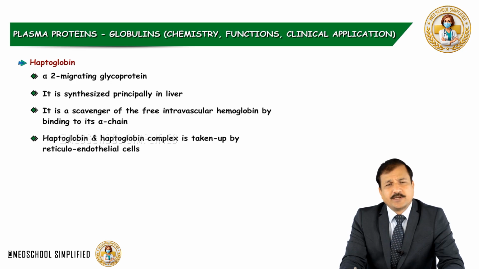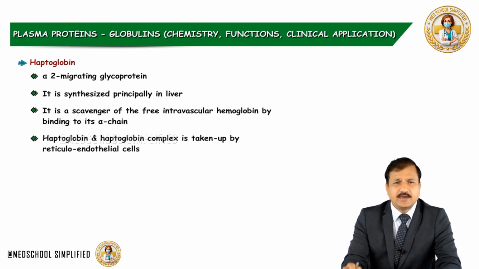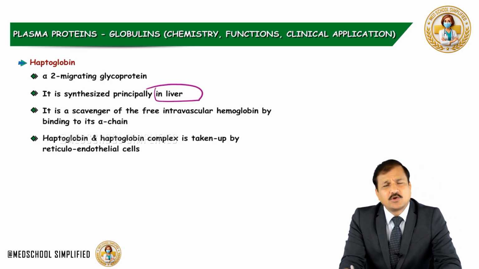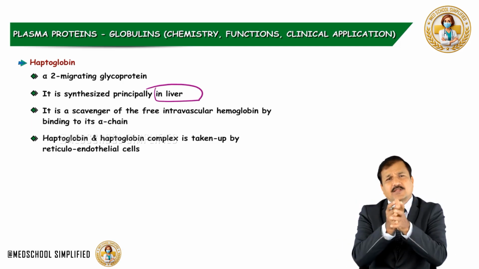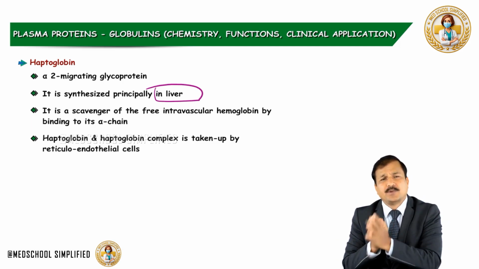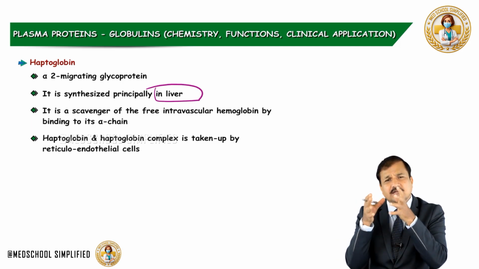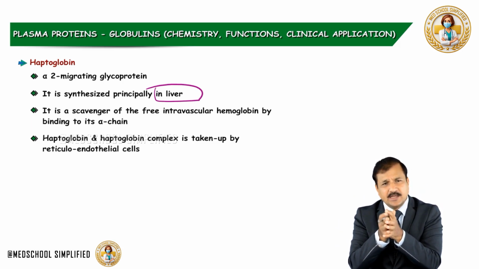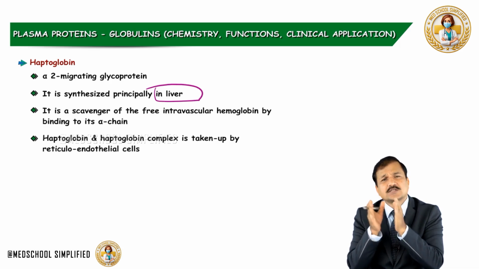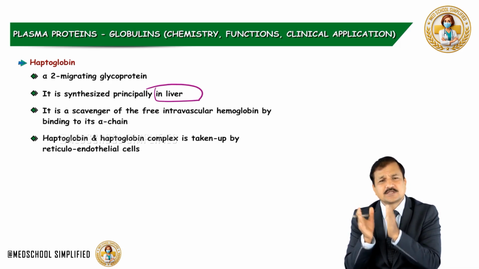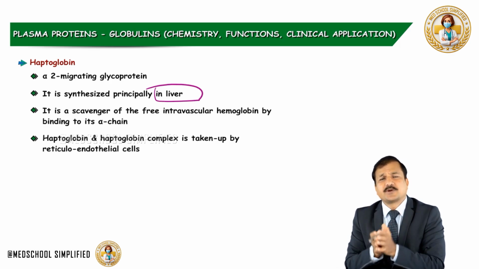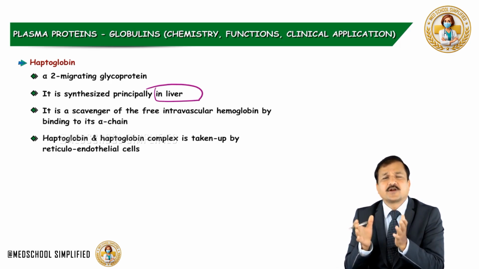Coming to haptoglobin. Haptoglobin is an alpha-2 migrating glycoprotein. It is synthesized primarily in the liver, and the function of haptoglobin is that it is going to bind with hemoglobin in the blood vessel. It is the intravascular hemoglobin scavenging protein. Thereby it's going to prevent loss of hemoglobin from the circulation. So by preventing loss of hemoglobin, it is preventing loss of iron from our body.